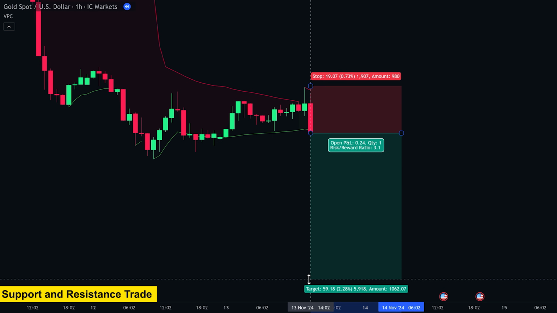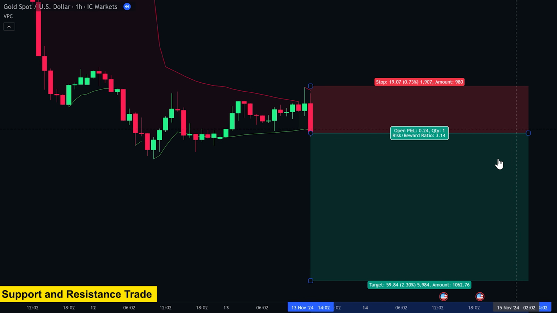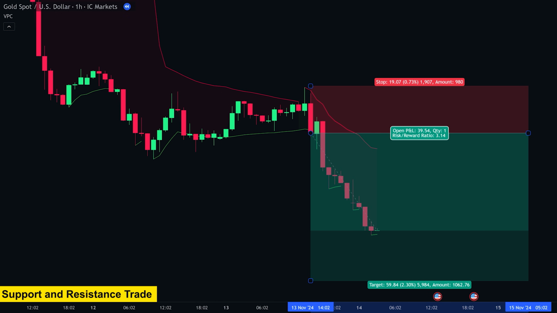Your take profit target is set at a 1 to 3 risk-to-reward ratio. If you allow this trade to run, you will see that price often drops smoothly into profit and your target is easily reached.